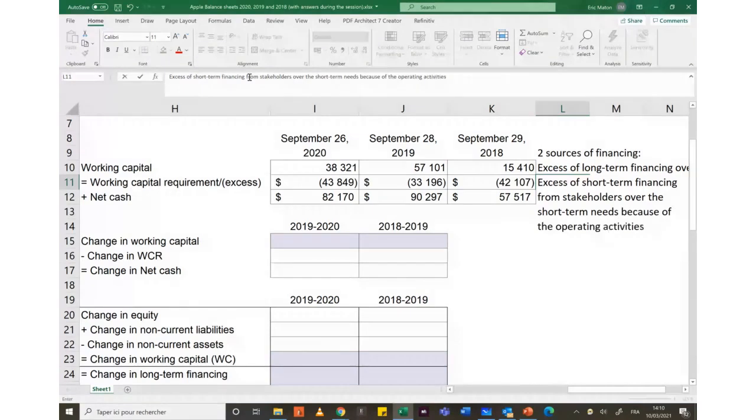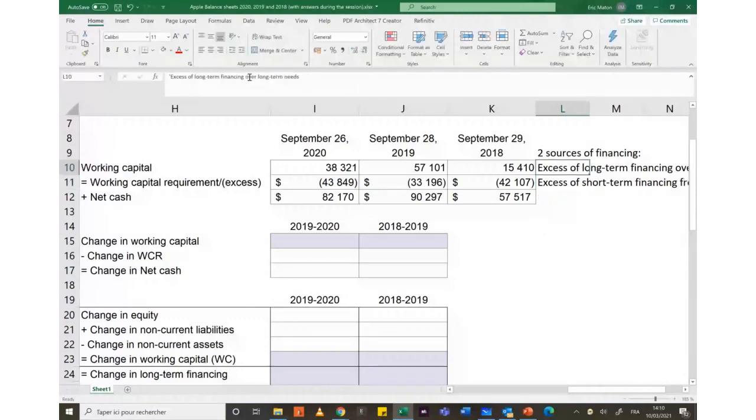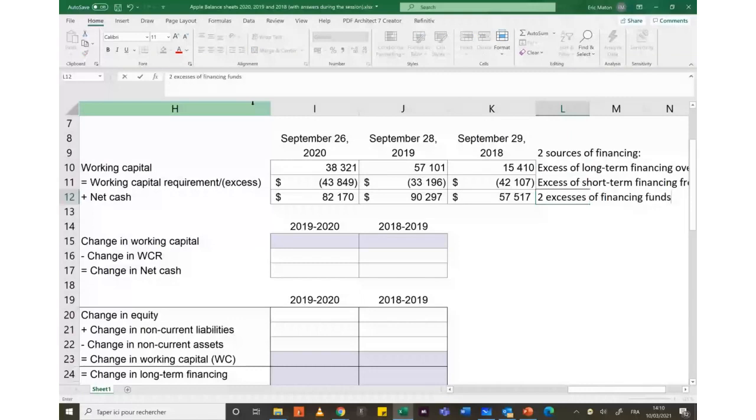With the two excesses of financing, what they finance, the two excesses of financing, found the net cash. So we have a huge net cash because what we have to finance at the end is only the cash, because all the inventories, the account receivable, the prepaid expenses are already financed by the stakeholders, thanks to the accounts payable, the tax liabilities, the deferred revenue, and so on.